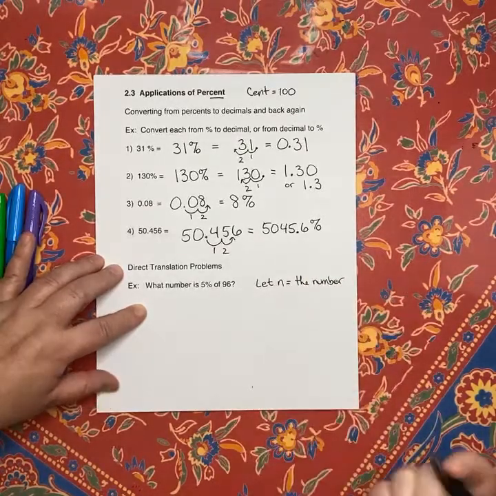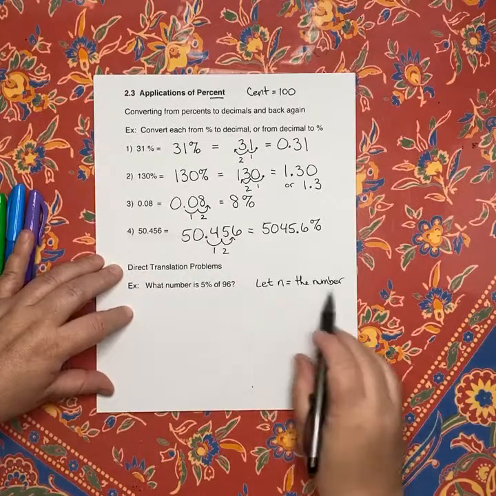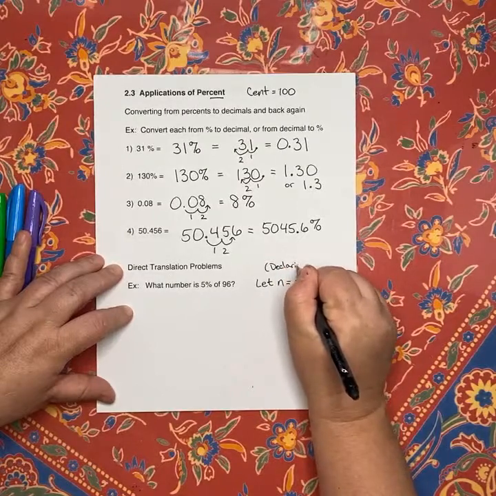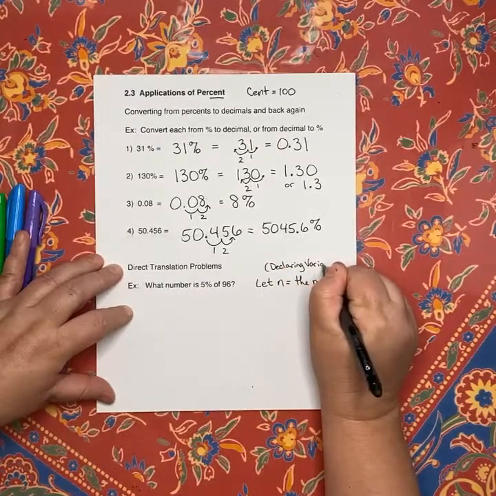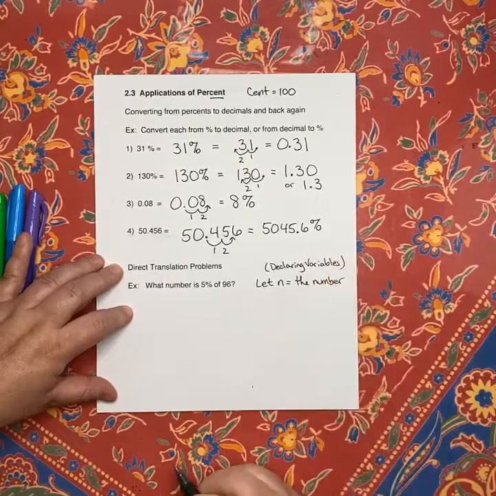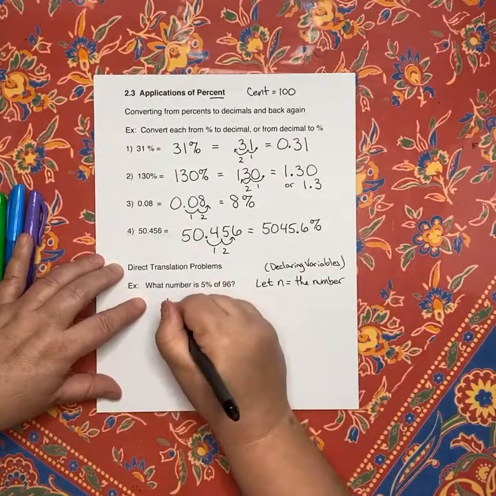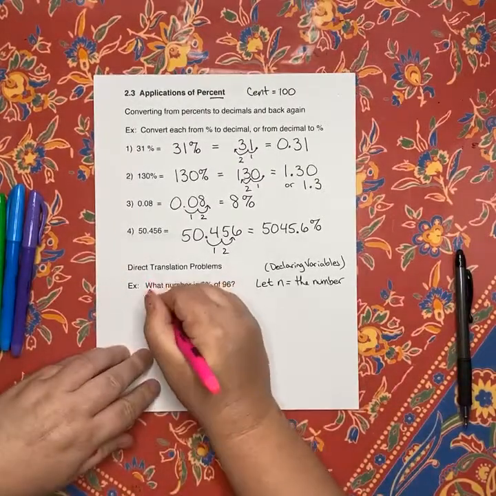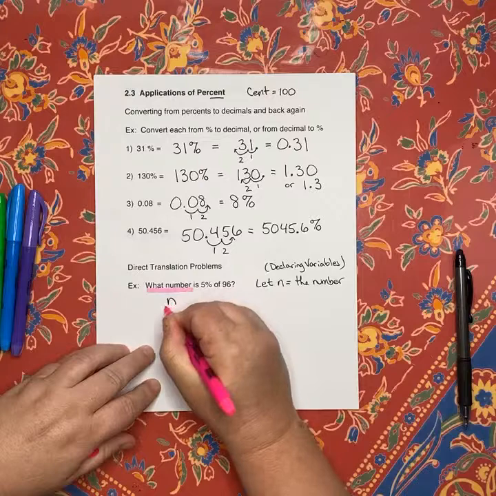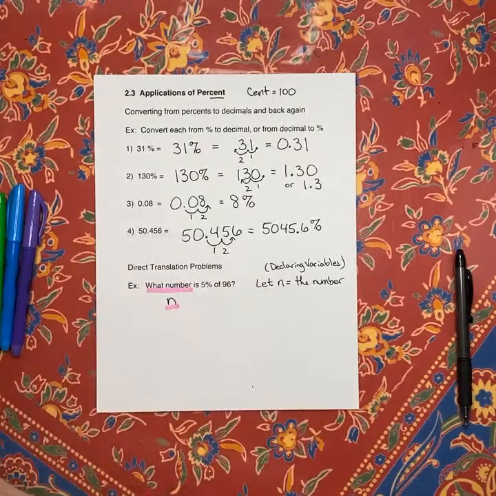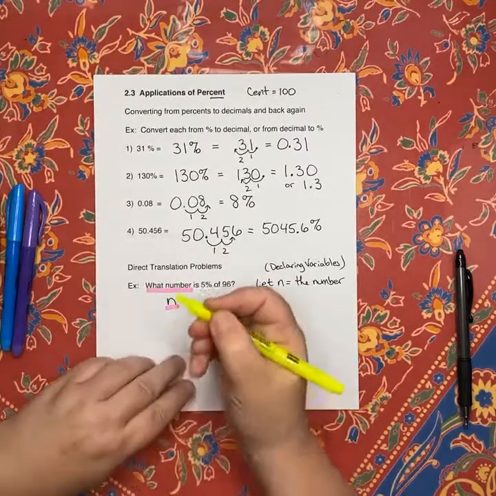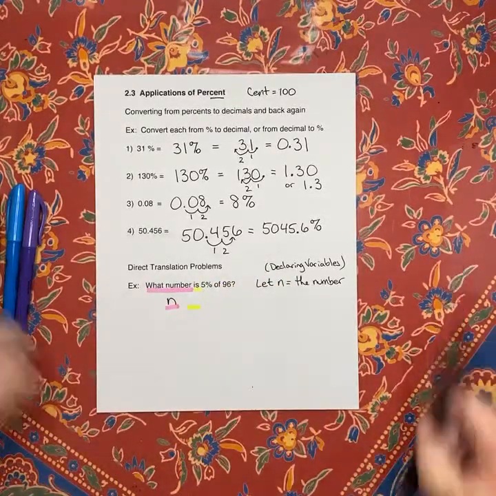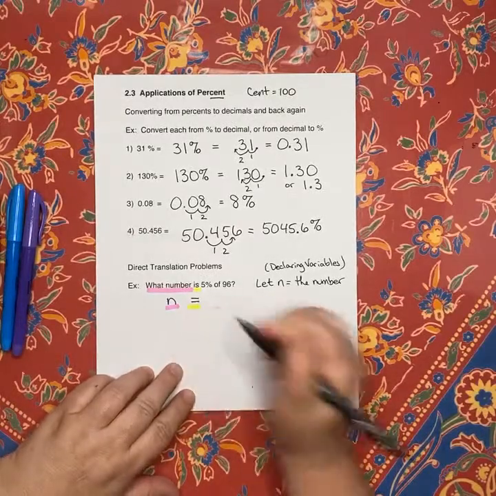And you don't have to say the number, it could be something else. So if n is the number, remember what I'm doing, we talked about before, this is declaring variables. Okay, so what number, that's the n, is, let me use some underlining here. Pink, what number? The word is, do you guys know what that is? In math, the word is becomes an equals.